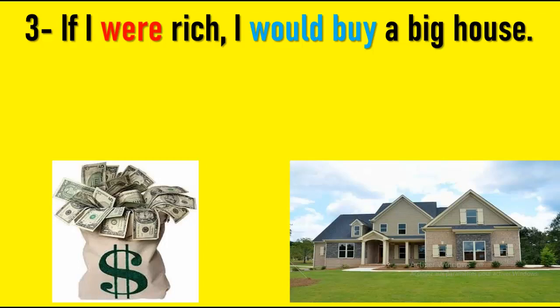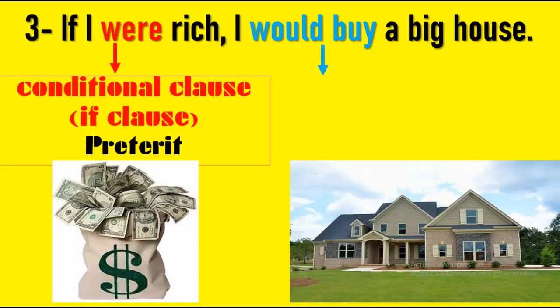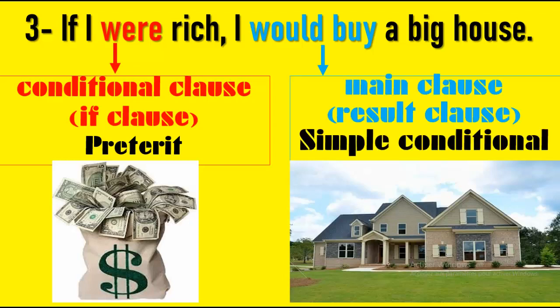So we use were instead of was because it is not a real past, to show that it is a subjunctive. But was is not bad. If I were rich, I would buy a big house. Were is the preterite of to be, and would buy is the simple conditional of buy: would plus base form.